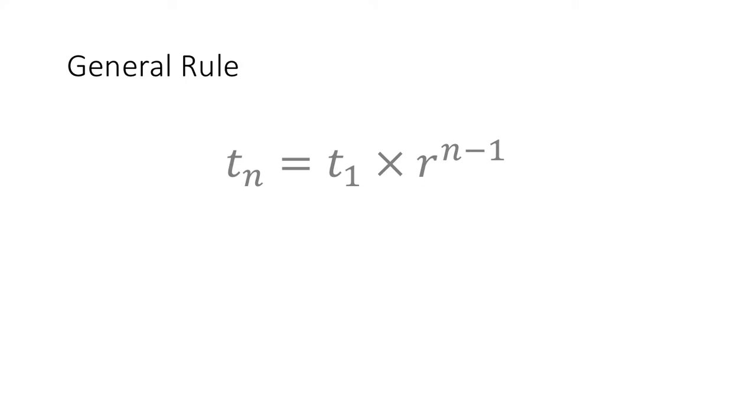So the two terms that we need to find to be able to write that rule are T1, which is the first term, and R, which is the common ratio. So we need those two terms to be able to substitute in and use the rule. So let's have a look at an example of how we can find the rule when we only know two terms within the sequence.